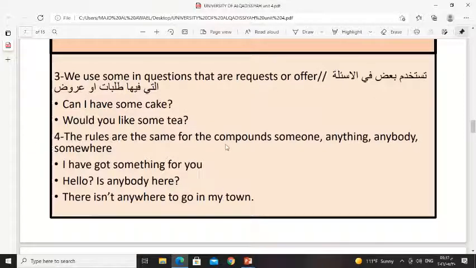The rules are the same for the compounds someone, anything, anybody. الكلمات المركبة. Somewhere. I have got something for you. Hello? Question mark. Is anybody here? Question mark. There isn't anywhere to go in my town. أيضا استخدامات الأسماء المركبة أو الأشياء المركبة.